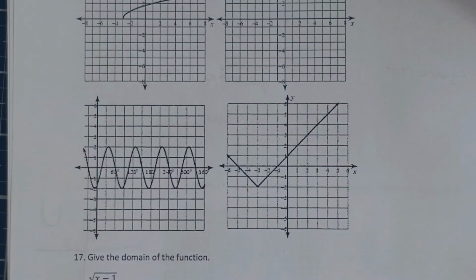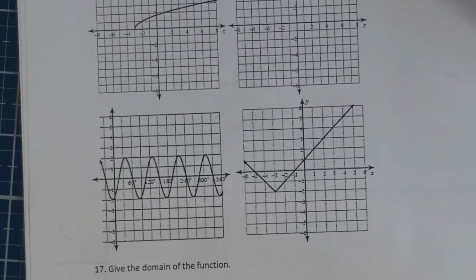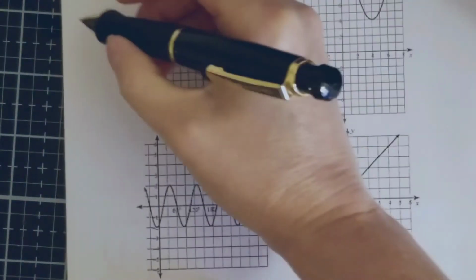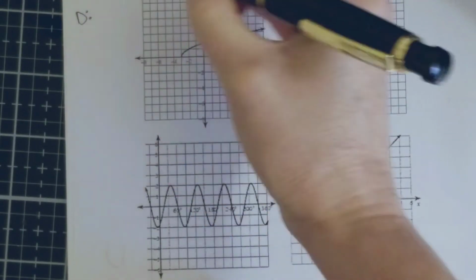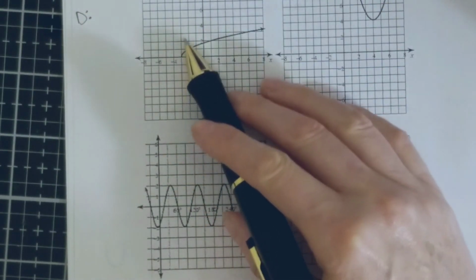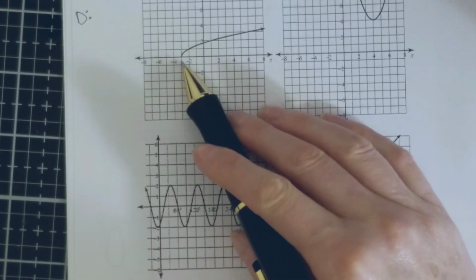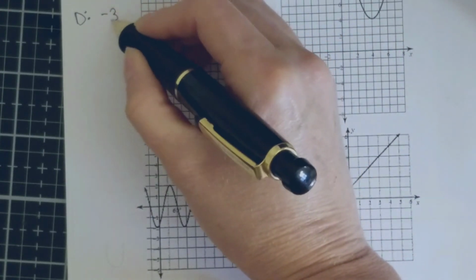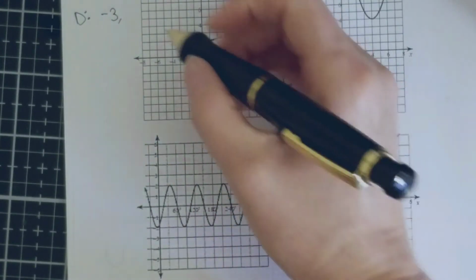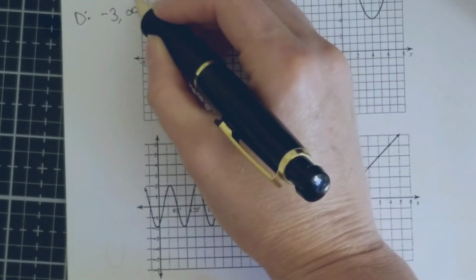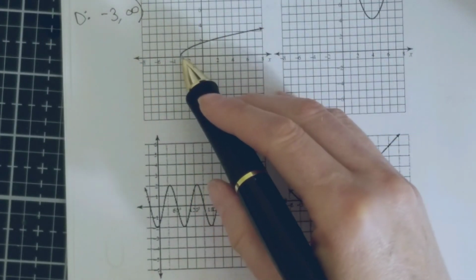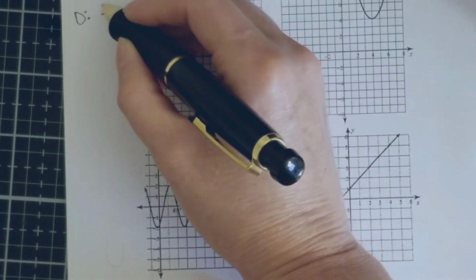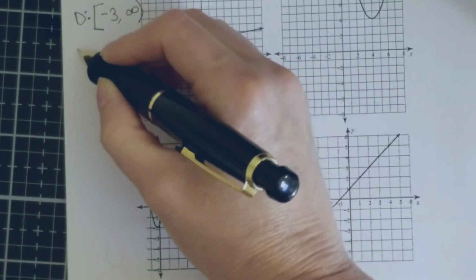Okay, 16, identify the domain and range for the following functions. So this first one, your domain, you're looking at everything on the x's, so it would start here at -3, and it would go all the way over to infinity. Infinity gets a parenthesis. Since this doesn't have an open circle, that's going to get a bracket.